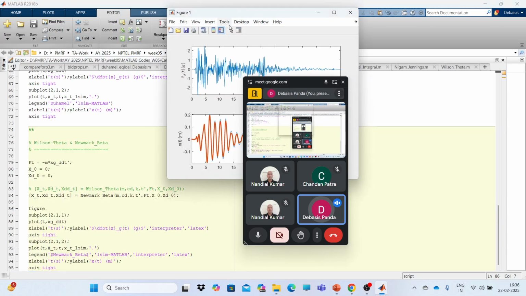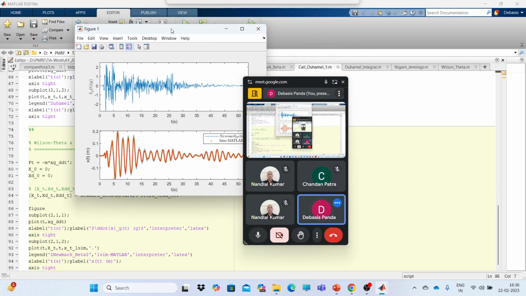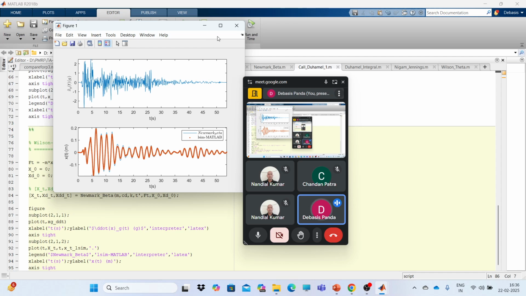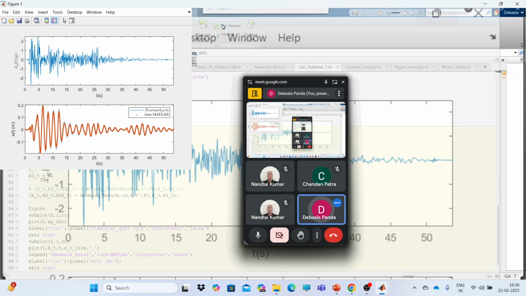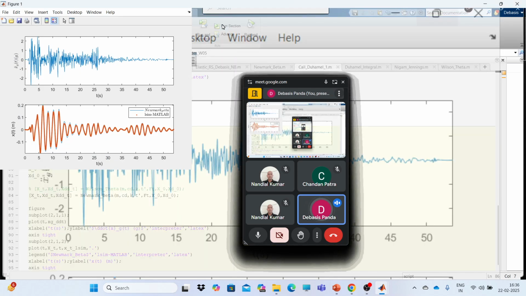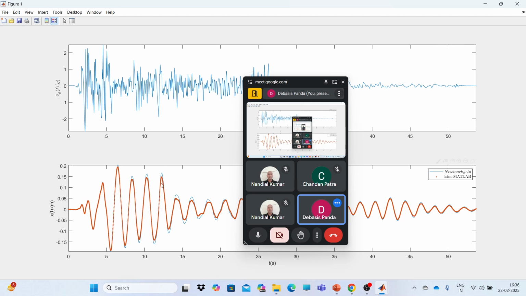So if I run it, it will give me the result. Now here I have compared LSIM with the Newmark-beta. You can see there is some difference between the two responses. This is because in Newmark-beta we have used the constant average acceleration method, and for LSIM the linear one, because in LSIM we have considered that linear interpolation is possible.